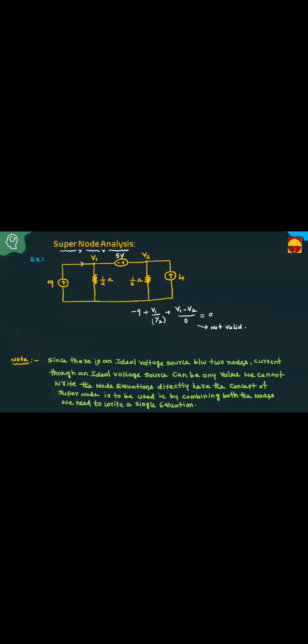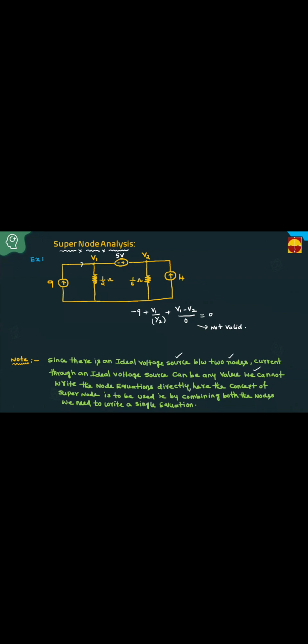First, we will see this statement. Since there is an ideal voltage source between two nodes, the current through an ideal voltage source can be any value. It's just like infinity. It's any value. We cannot write the node equations directly. Here, the concept of supernode is to be used, that is, by combining both the nodes. Instead of writing the nodal equations at V1 and V2 separately, combinedly for both the nodes, we have to write the node equation.